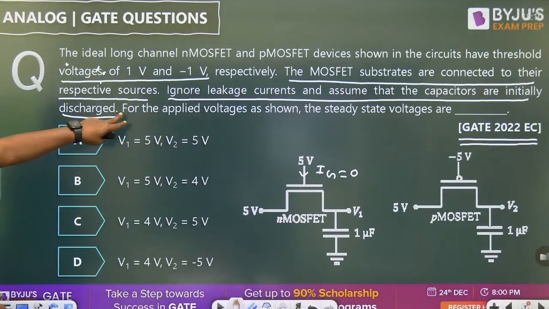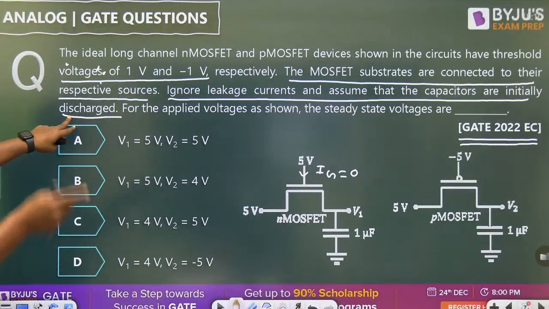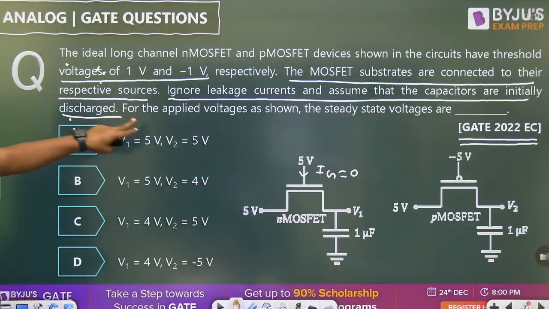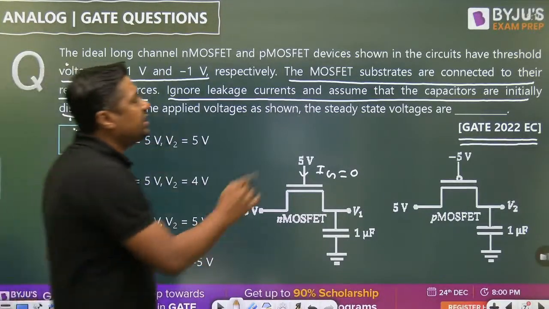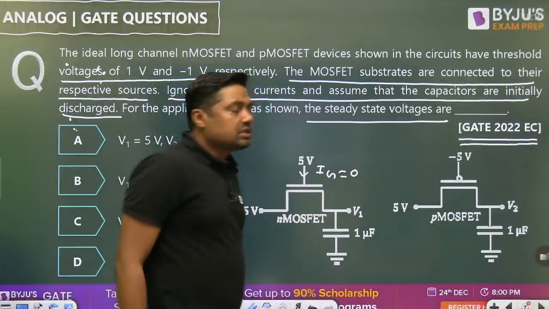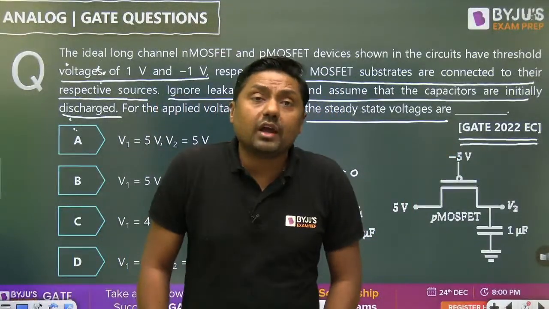Now, which point is important? Only one line is important. Initially, the capacitor is discharged, and for the applied voltage as shown, the steady state voltages are. Steady state condition we have to calculate, right?